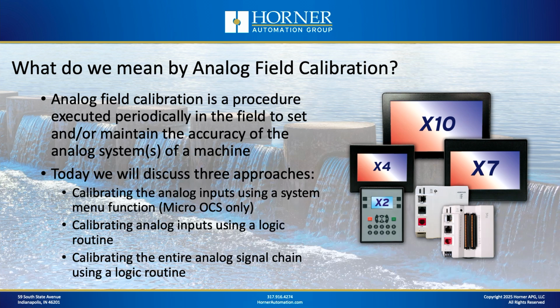All right, so what do we mean by analog field calibration? Basically, it's the procedure that we're going to execute periodically in the field, maybe once a year, maybe every few years, whatever the desired interval may be. It's a procedure we're going to use periodically to ensure the accuracy of the analog systems of the machine. And today we're going to discuss multiple approaches.